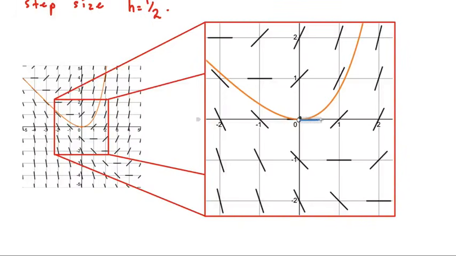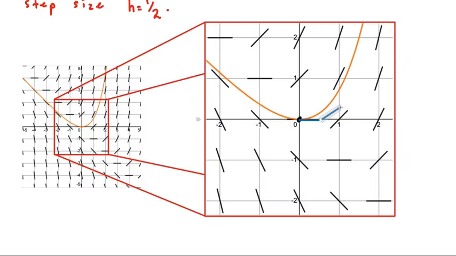Now, I look at where this line segment ends, and from that point, I draw a new line segment going an x distance of 1/2, and I follow the direction of the slope field at this new stopping point. Now, we don't have a line for the slope field here, but we can imagine that it's something between a slope of 0 and a slope of 1. So the line could look something like this. I go an x distance of 1/2, and then I stop.